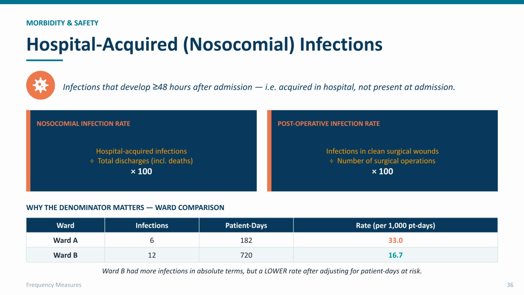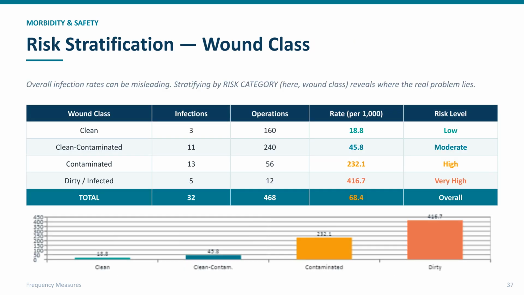Remember, the denominator is key. Failing to adjust for patients at risk can lead to misleading comparisons between wards. Overall infection rates can obscure the truth. Stratifying by risk categories, such as wound class, is a powerful way to identify where the real problems are occurring within a clinical setting.